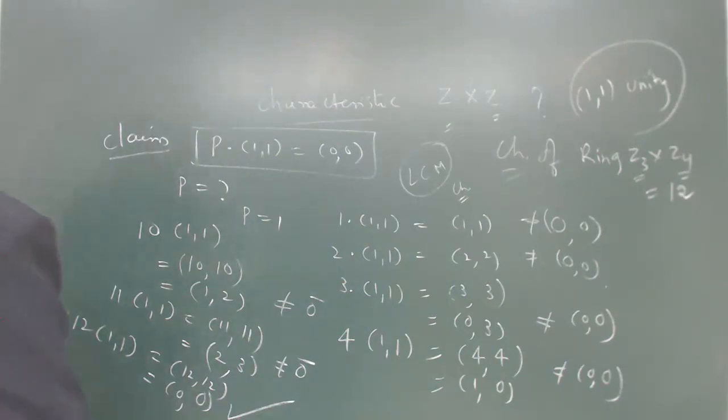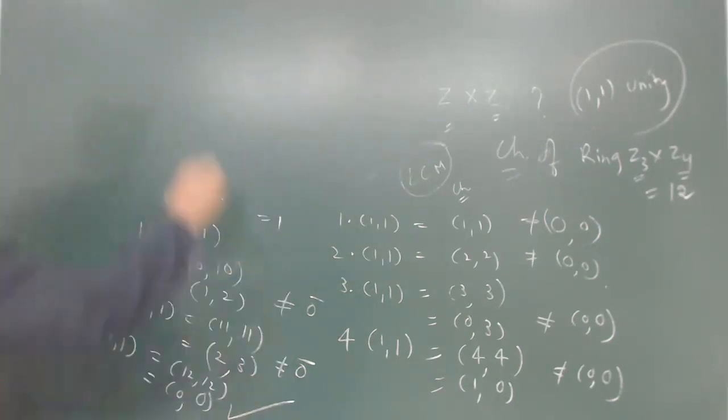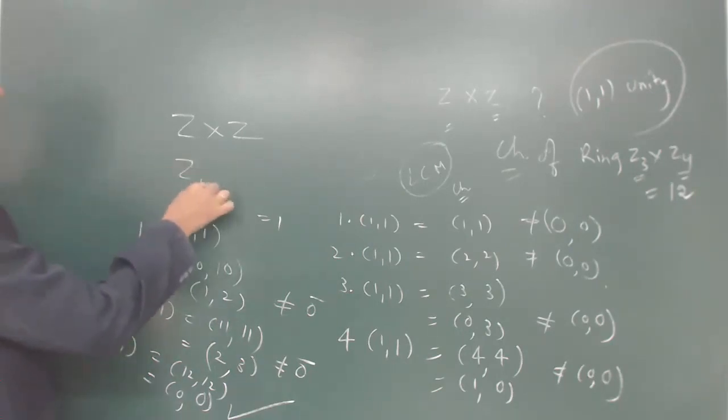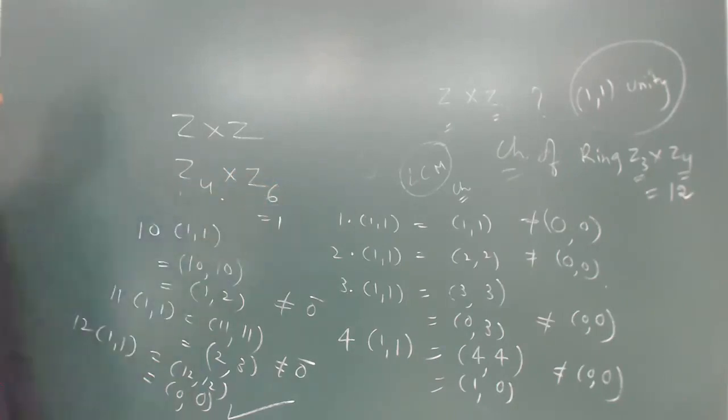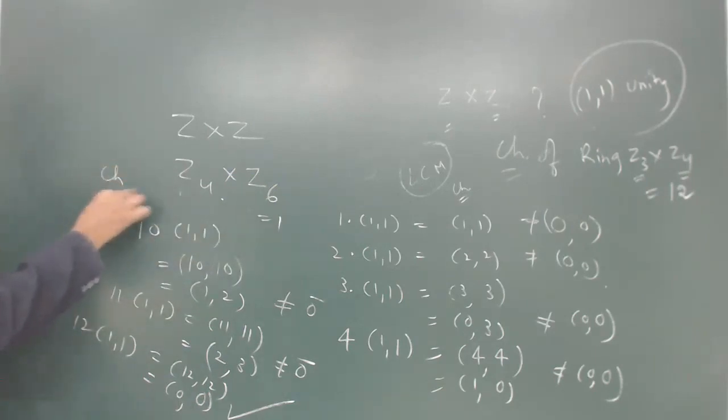And I will ask one more question. If you take the ring Z cross Z, what could be its characteristic? Whenever you have taken the pattern, say Z4 cross Z6, what could be the LCM here? 12. So the characteristic is 12.